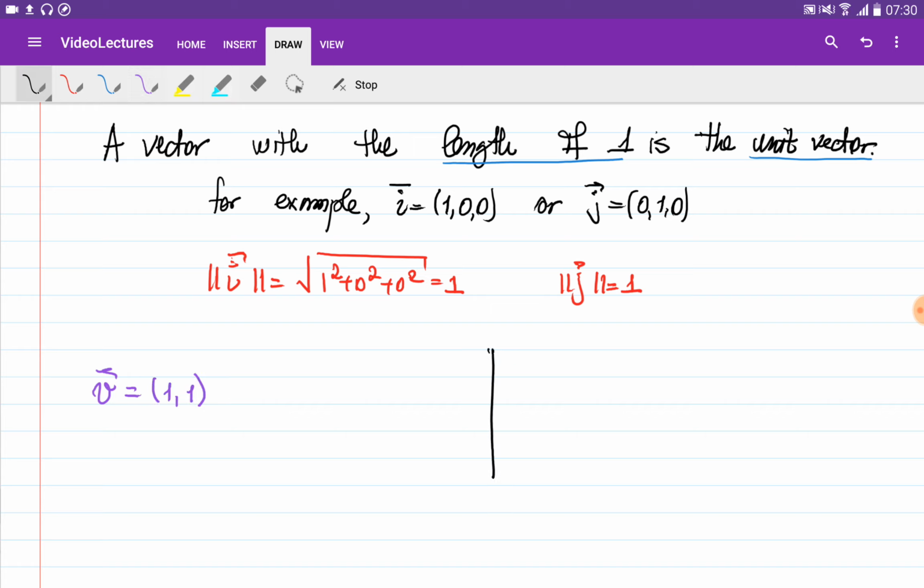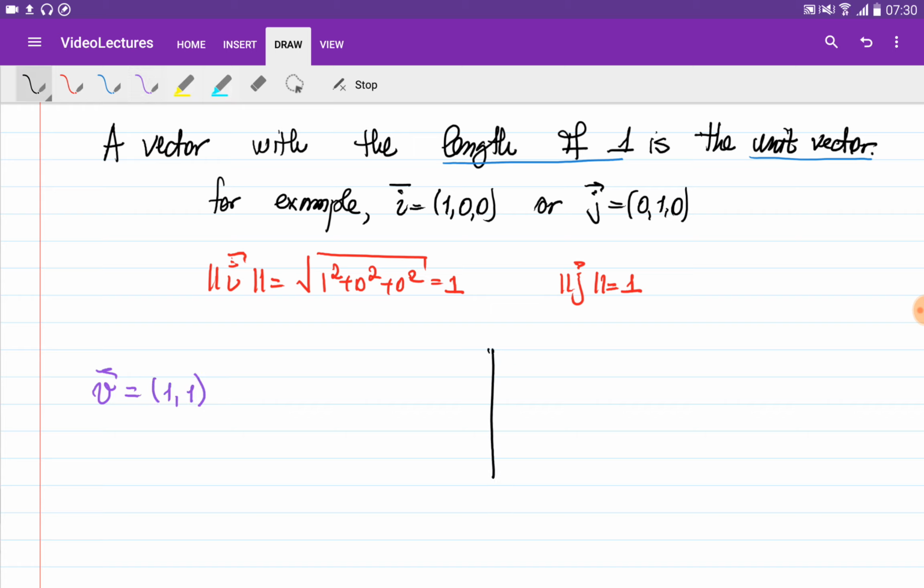What I would like is to build on top of this vector v another vector u, so that it has the same direction, but its length is equal to 1. So the length of u is equal to 1. You see, the vector u is shorter than v, right? And u can be obtained by multiplying v by some constant, by scaling v, by making it shorter.